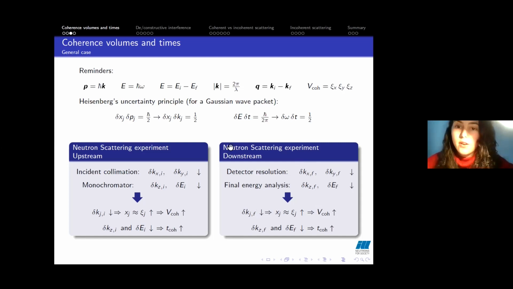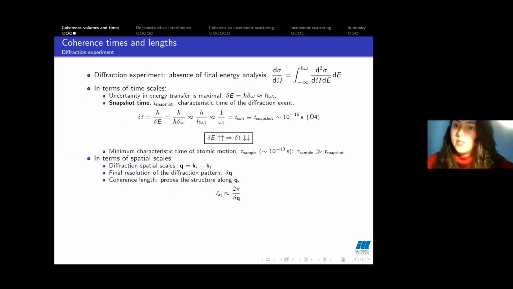So basically, with this whole slide, the point that I want to get across is that the coherence volume and coherence time of our neutron's wave packet increase as the resolution in the detection, in the collimation, and in the first incident state of our beam improve, which is what we want in our experiments. So this was quite general, but for the specific case of a diffraction experiment, we can explain a few little things.